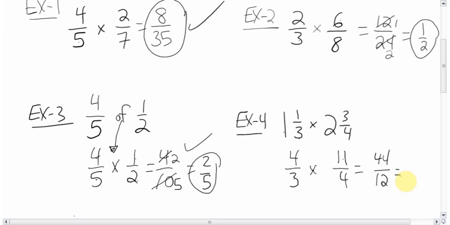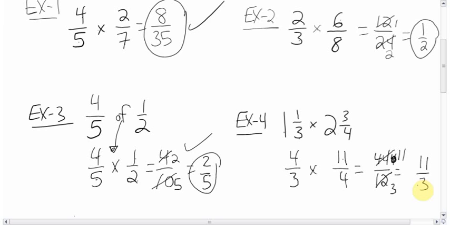You can reduce both these numbers. 4 will go into both, or again, you could just divide by 2 until you get the answer, but 4 does go into both. 4 goes into here 11 times, and 4 goes into here 3 times. So you get 11 over 3.